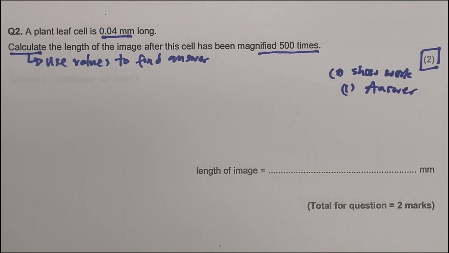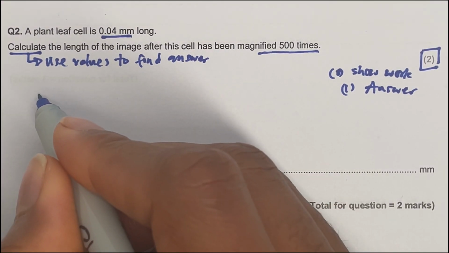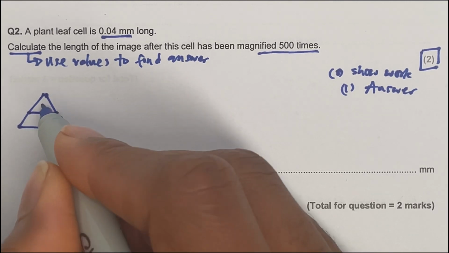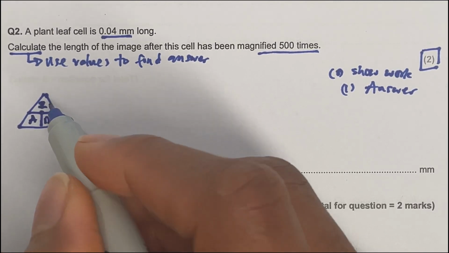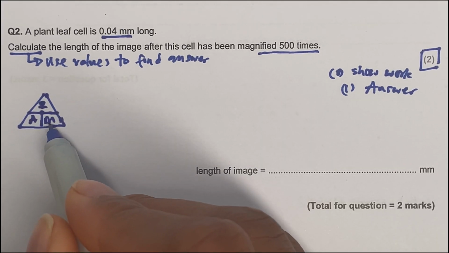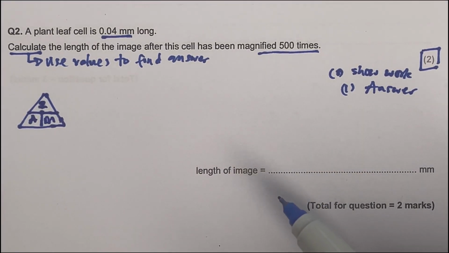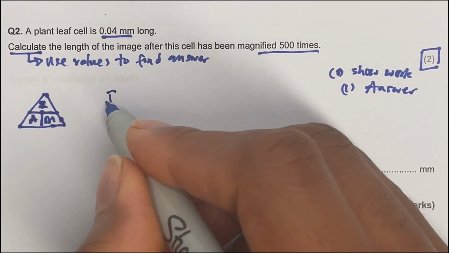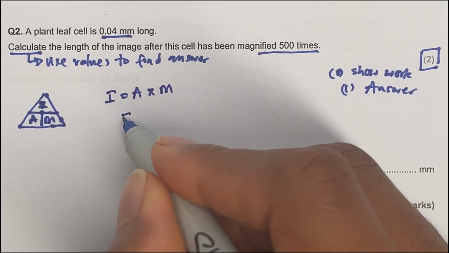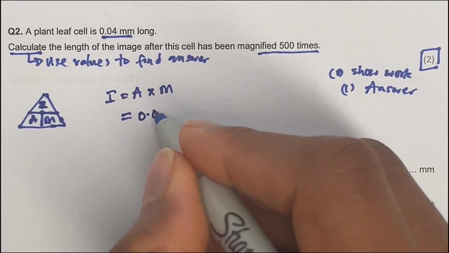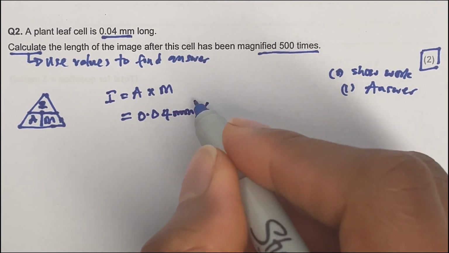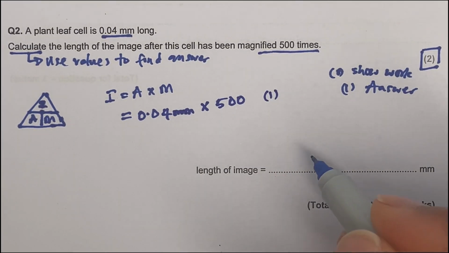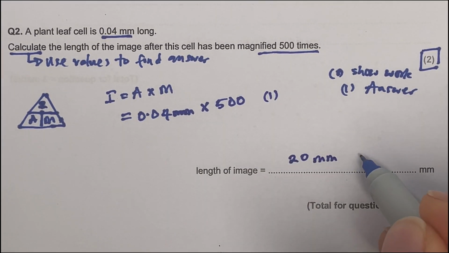So what do I know about magnification? I can remember my triangle, so I draw that by the side. Okay, this is what I would do in an exam. I know that image size, actual size, magnification. So I am looking for the image size. So the image size would be actual size times magnification. So A times M, and actual size here is 0.04. So 0.04 millimeters times magnification, 500. This step gets me 1 mark. My answer would be 20 millimeters. This gets me my final mark.